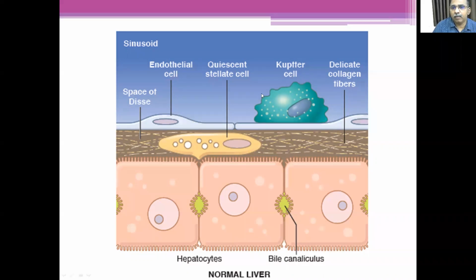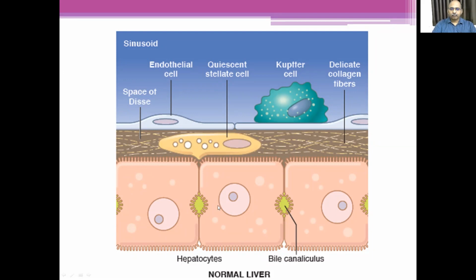In the luminal part of this sinusoidal region, there are cells called Kupffer cells. These are modified macrophages. In between these endothelial cells and hepatocytes, there is a space called the space of Disse, which consists of stellate cells, quiescent stellate cells. These are some sort of stem cells which can give rise to myofibroblasts in some diseases.